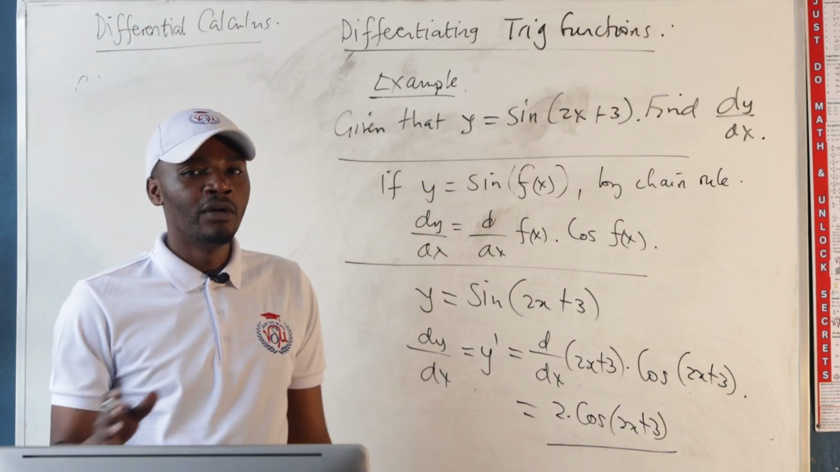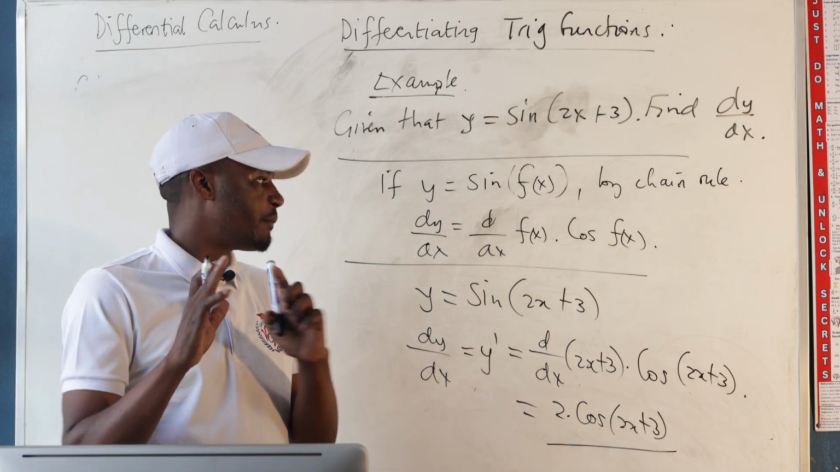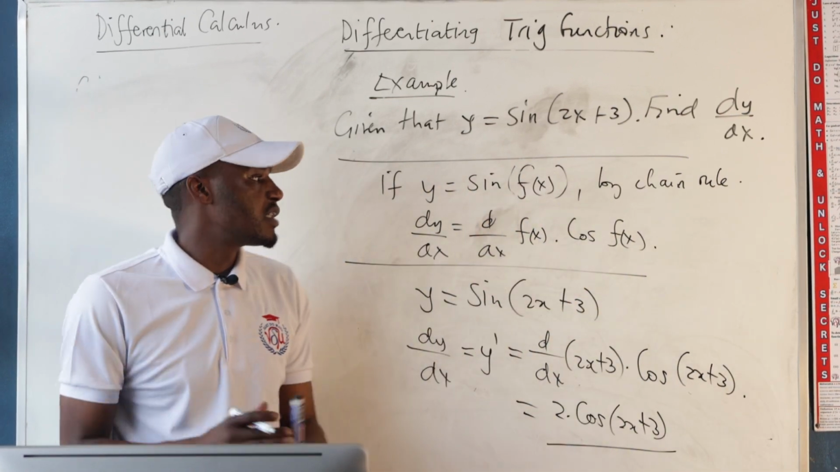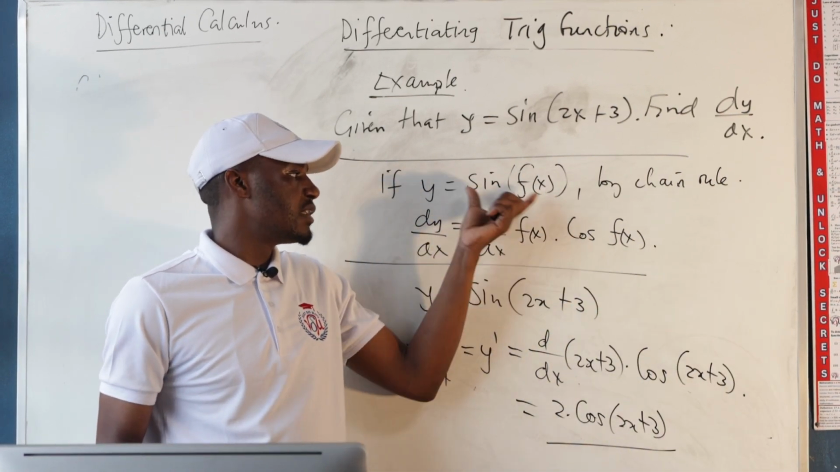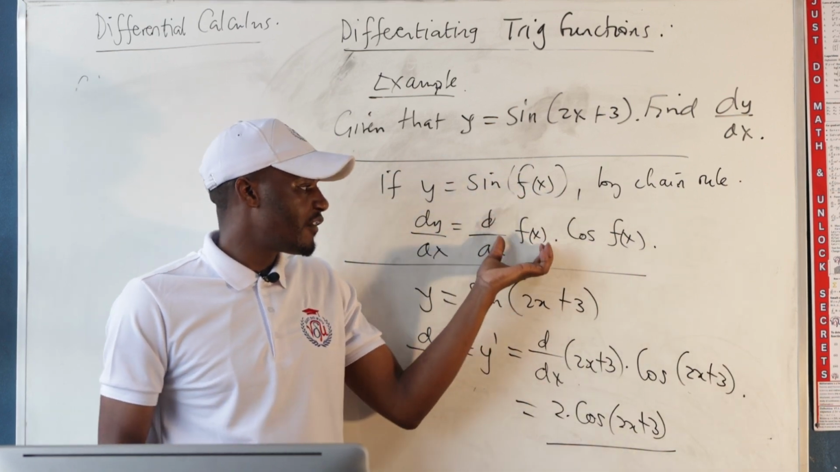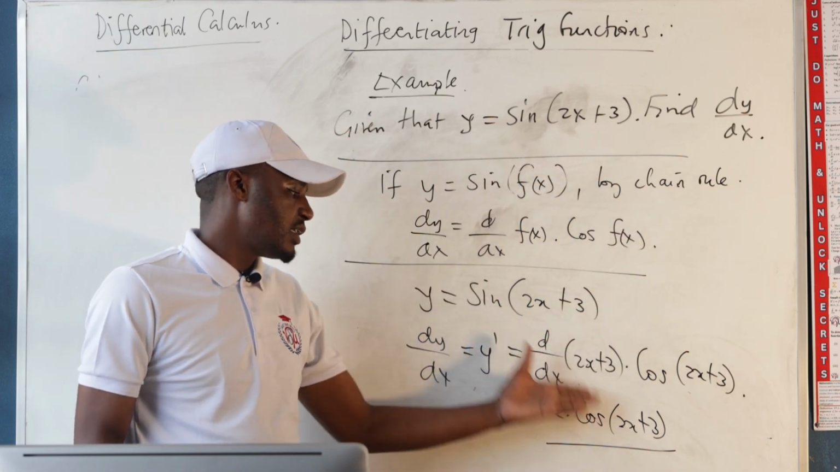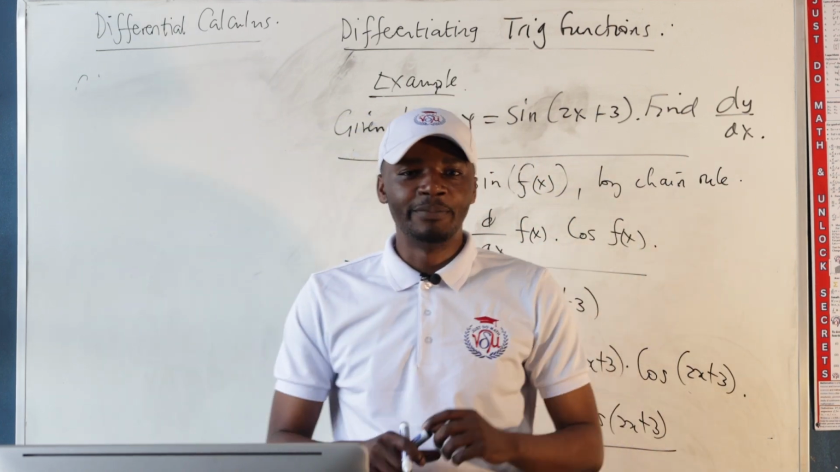Yes, that's how we differentiate the sine of a certain function. The process is very simple and quite interesting. By chain rule, the derivative of sine of f of x with respect to x is simply found by differentiating f of x and multiplying by the cosine of that function, as you see in this example. Awesome.